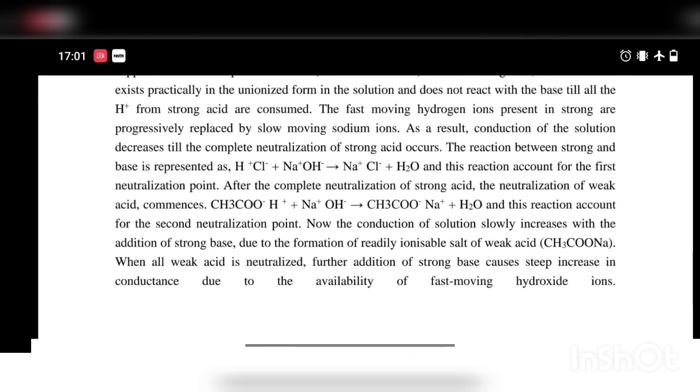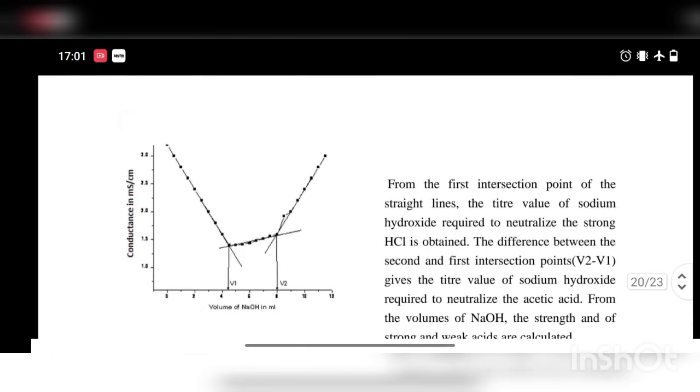Then, when all the acid is neutralized, both the strong acid and the weak acid, further addition of strong base causes a steep increase in the conductance due to the availability of fast moving hydroxide ions. So the conductometric titration graph looks like this.